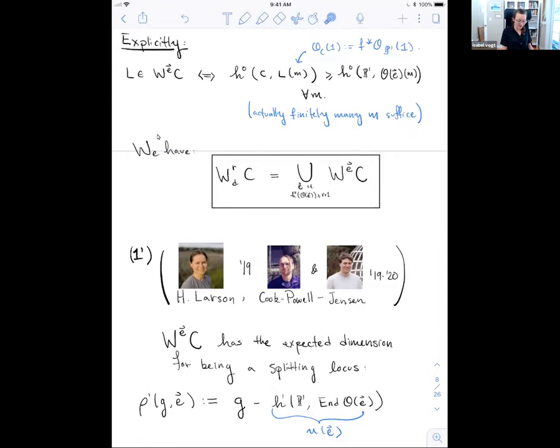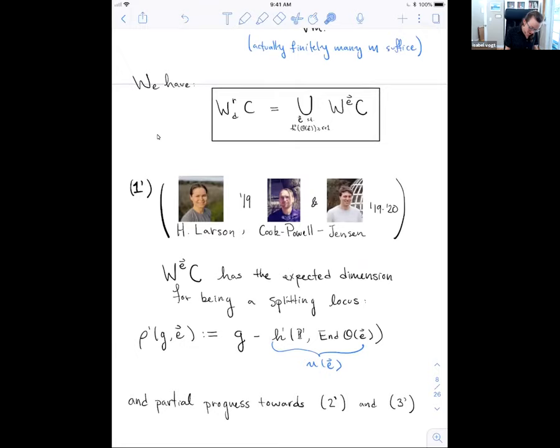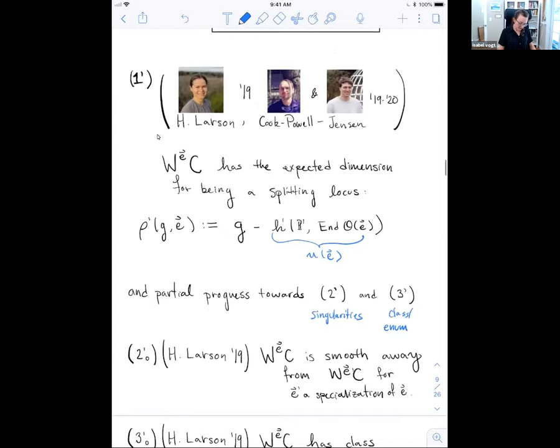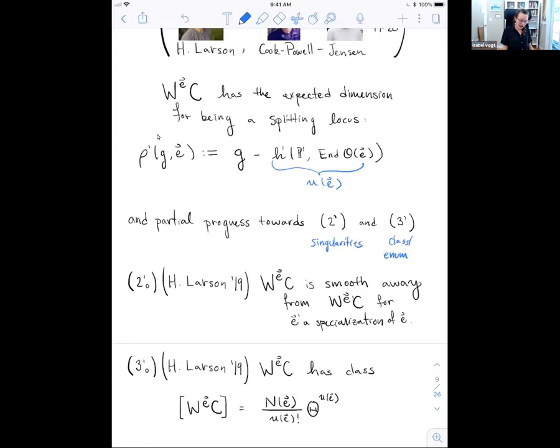Hannah proved this in her paper in 2019, and it was recently reproved using tropical techniques by Cook-Powell and Jensen in a paper that appeared on the arXiv last month. And there was also some partial progress towards analogs of parts 2 and 3 of the Brill-Noether theorem, which, to remind you, were about the singularities and about the class, or the enumeration. Hannah proved that W^E of C is smooth away from more unbalanced splitting loci, W^E' of C, where E' is a specialization of E. And further, it has a class which has a form reminiscent of what was known in the classical case: some constant times the appropriate power of the theta divisor.